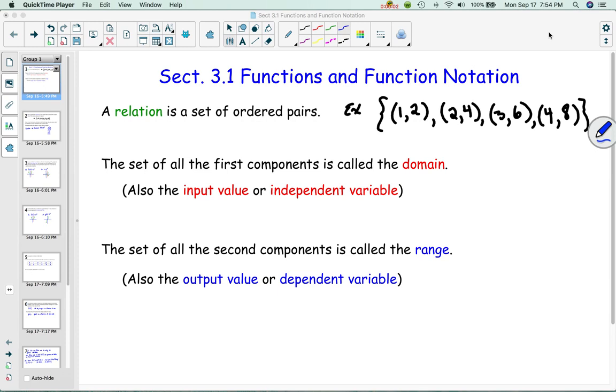Starting chapter 3 and dealing with functions. Our first section, 3.1, is functions and function notation. So first of all, we're going to identify a few vocabulary terms.